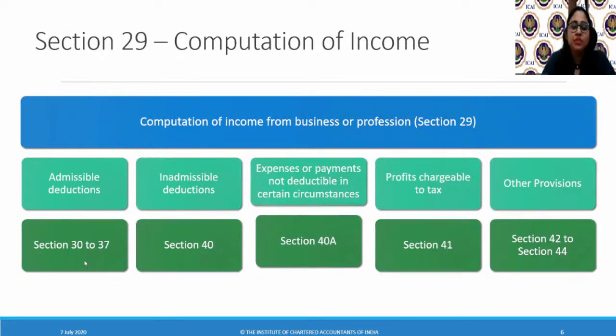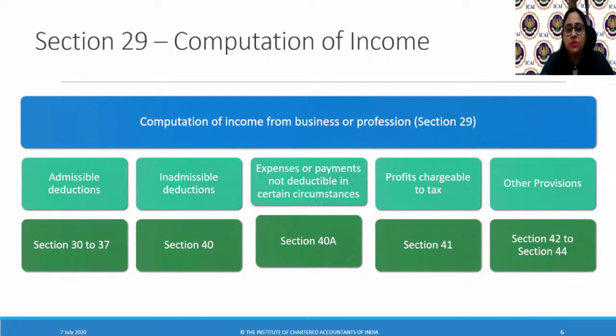Section 29 says sections 30 to 37 tell me the allowable deductions. If already reduced in my accounting standard profit, I will not make any adjustment. If not reduced in my accounting standard profit, I will reduce it. Then section 40 talks about inadmissible deductions. Inadmissible deductions means they are not allowed as deduction. But if they are reduced from my accounting standard profit, I will add them back. If they are not reduced, no impact is there, because any which way they are not allowed.